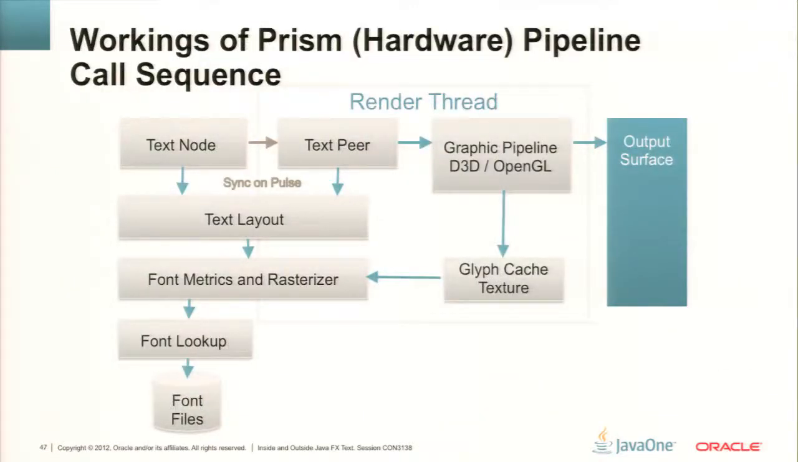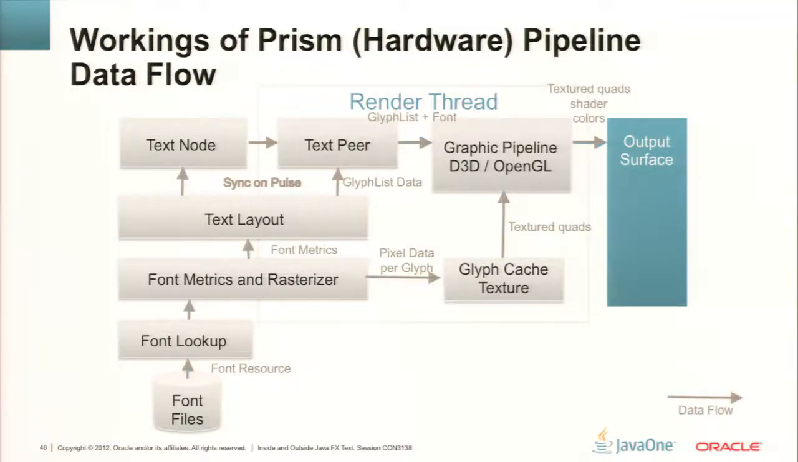So this is kind of our call sequence. It's not properly named, but this is basically how the text node uses other things in order to do what it needs to do for rendering. Here, the text peer obviously needs to talk to layout a little bit to find out a few things. We render on a different pipeline.